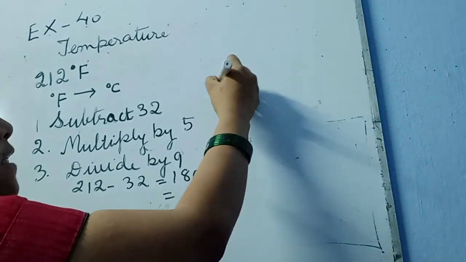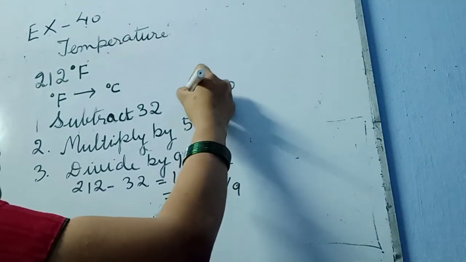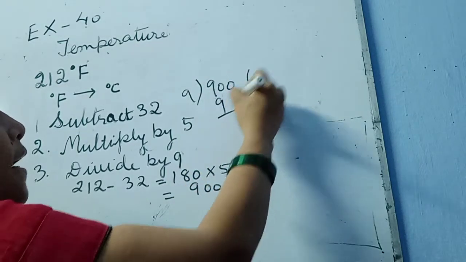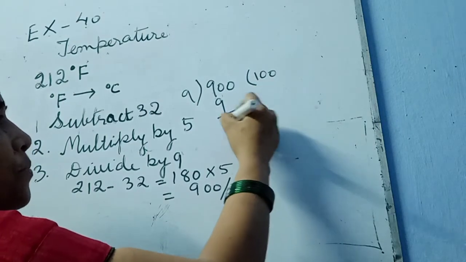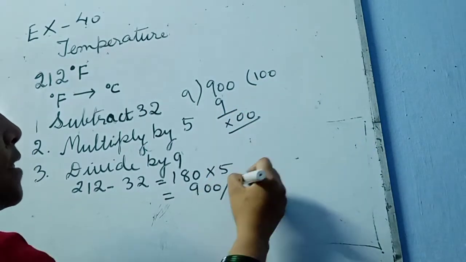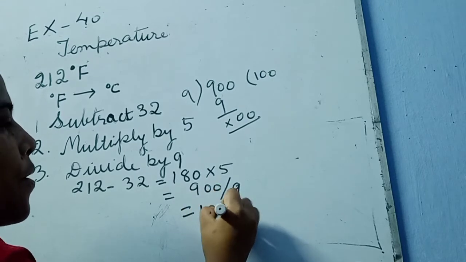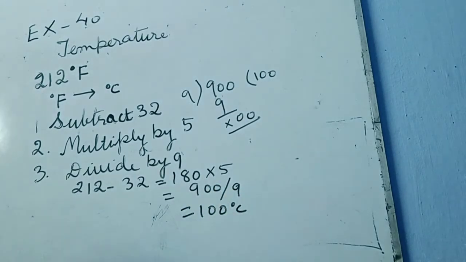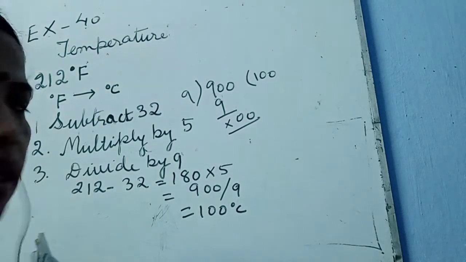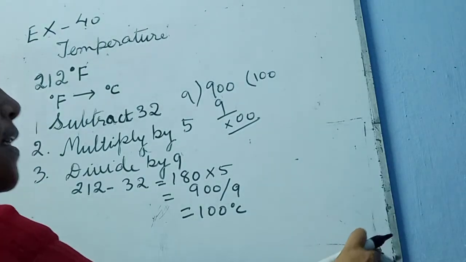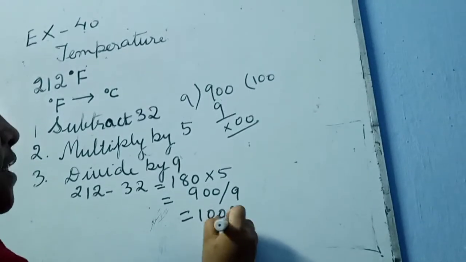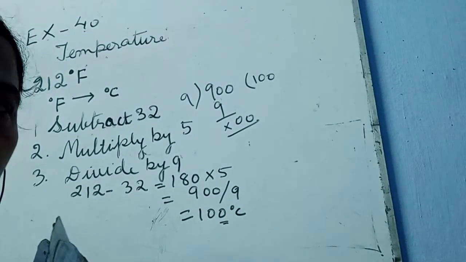So when we divide 900 by 9, what do you get? 9 one time, and then the 0s over here. So that is 100. So 100 degree Celsius. We know that 212 is the boiling point of water in degree Fahrenheit, and when we convert that into degrees Celsius, we get 100 degree Celsius.